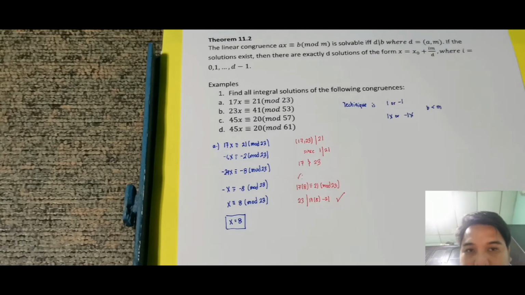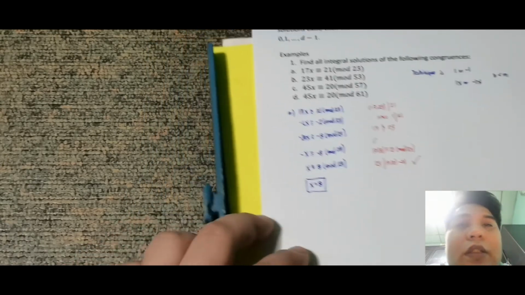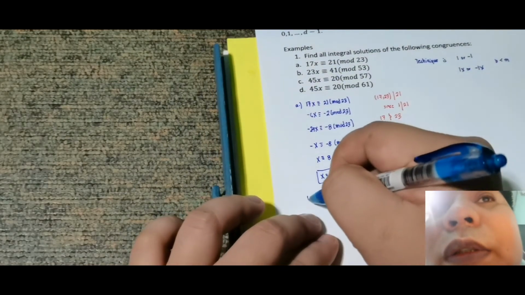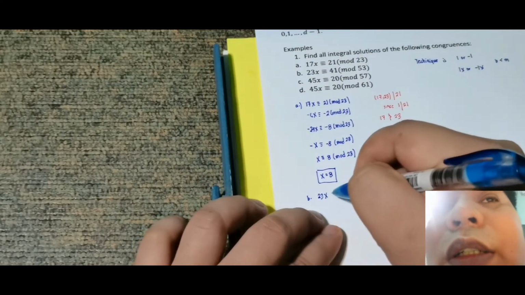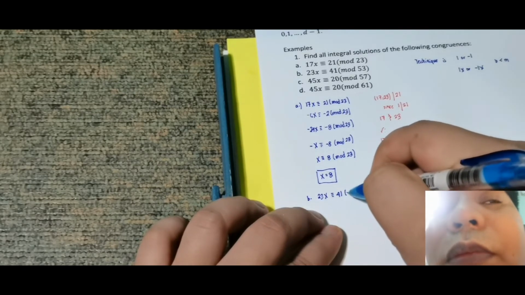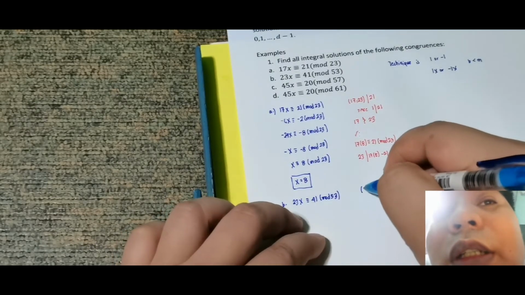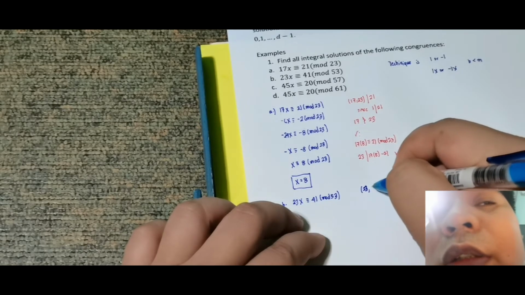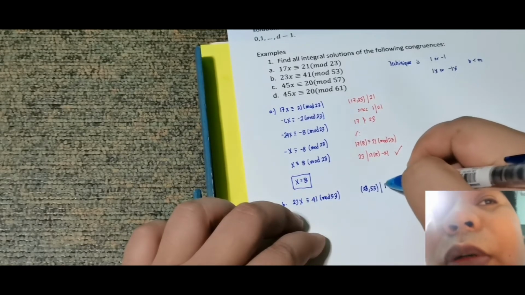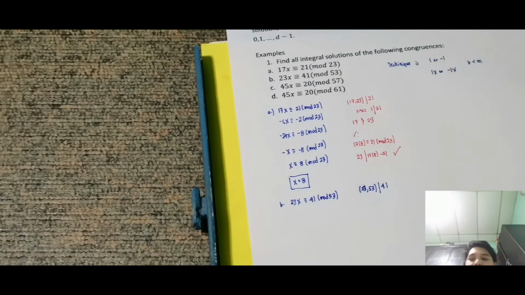Okay, so next is letter B. So let's check. Sir, letter B. So for letter B, we have 23x congruent to 41 mod 53. Okay, so let's check again. Does the GCD of 23 and 53 divide 41? So, what's the GCD of 23 and 53? We all know that 23 is a prime number. So since it's prime, the GCD of 23 and 53 is 1. So therefore, 1 divides 41. So that's correct. So it's solvable.